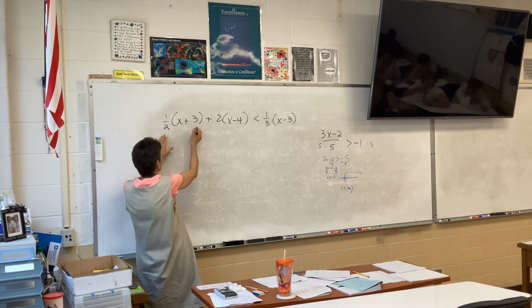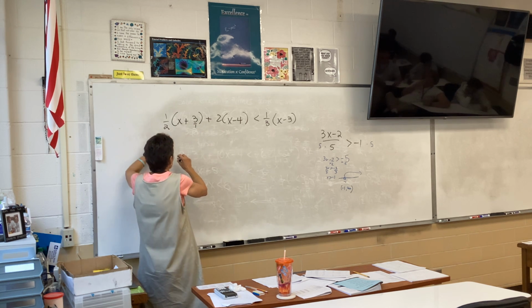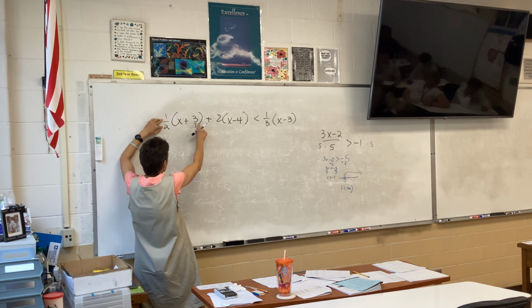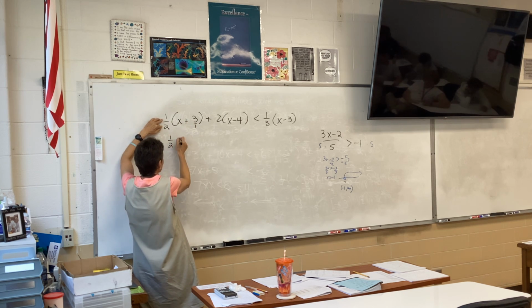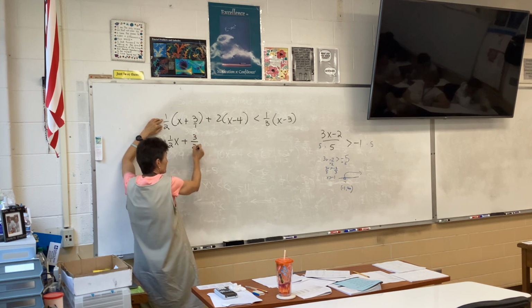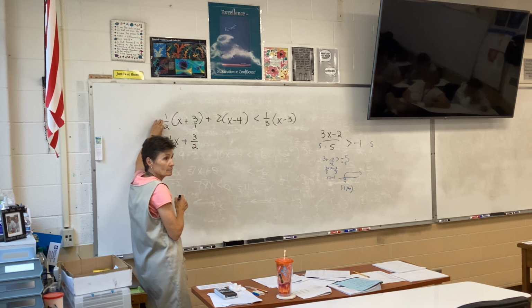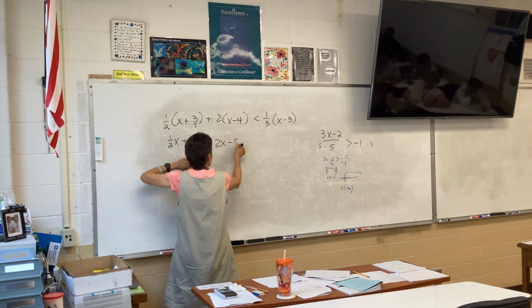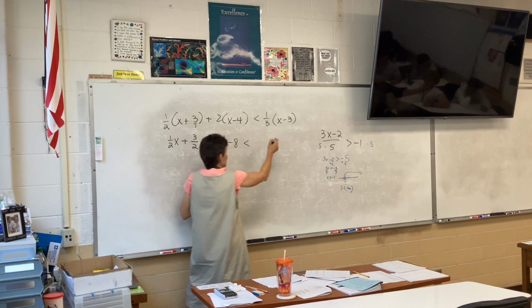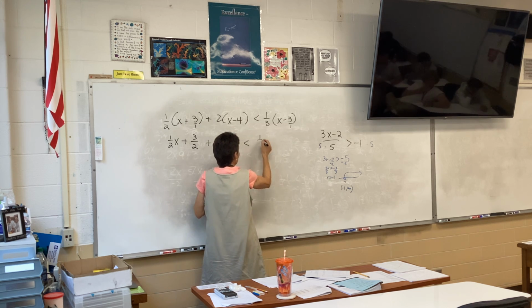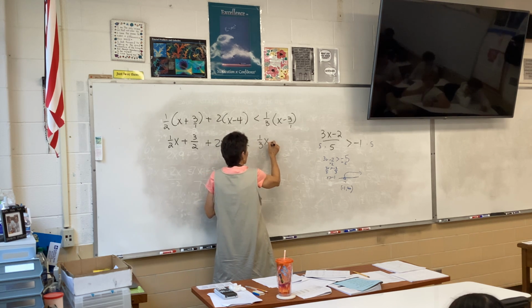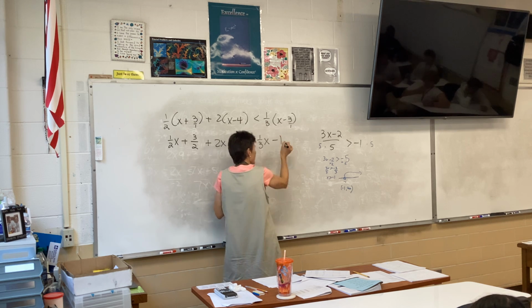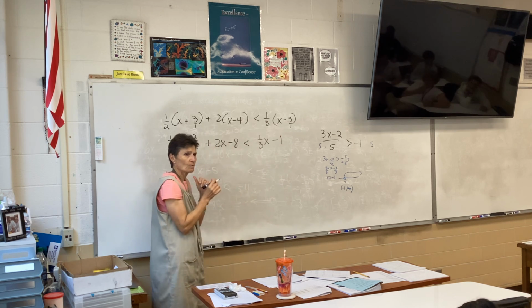So remember, 3 is 3 over 1, so when I'm distributing, it's gonna be 1/2 x plus 3/2, and then 2x minus 8, and then the same thing here. So 1/3 x minus 1, 3 over 3.